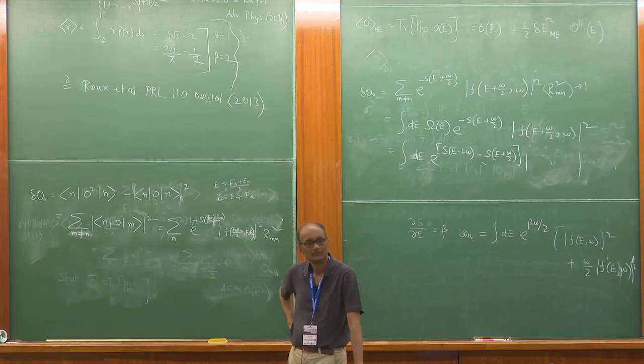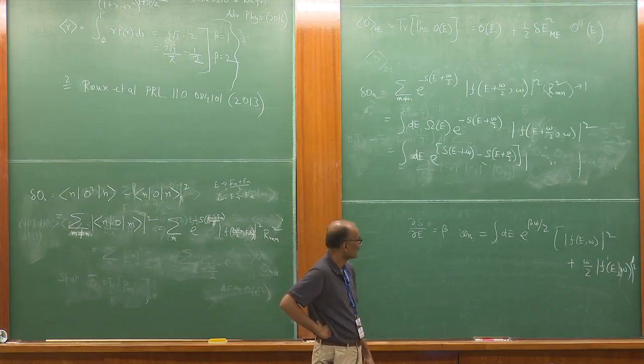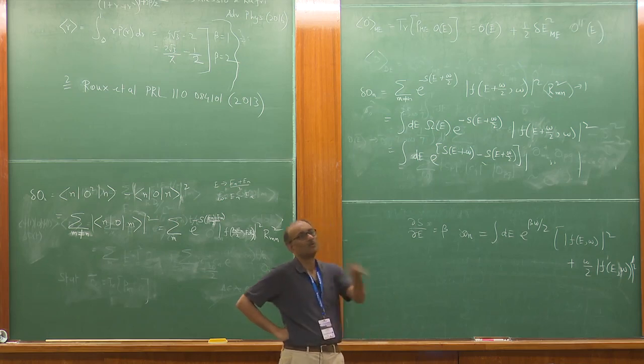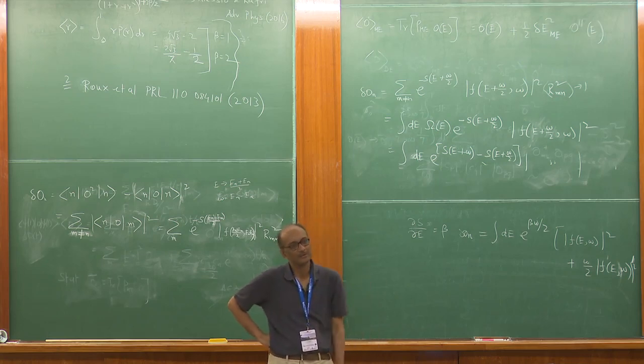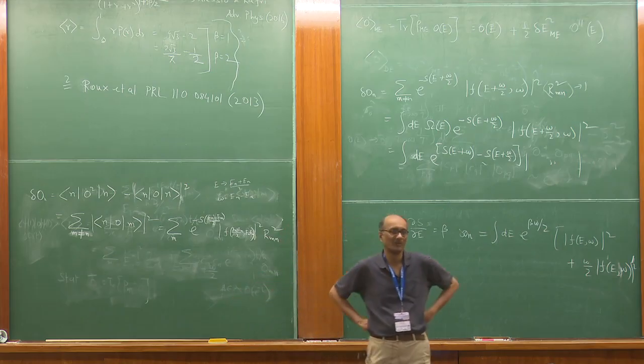Anyone else? Last time you said that this F prime, the first derivative, we can neglect? It's a smooth function, so its derivative is going to be small. Locally, the derivative is almost always small.